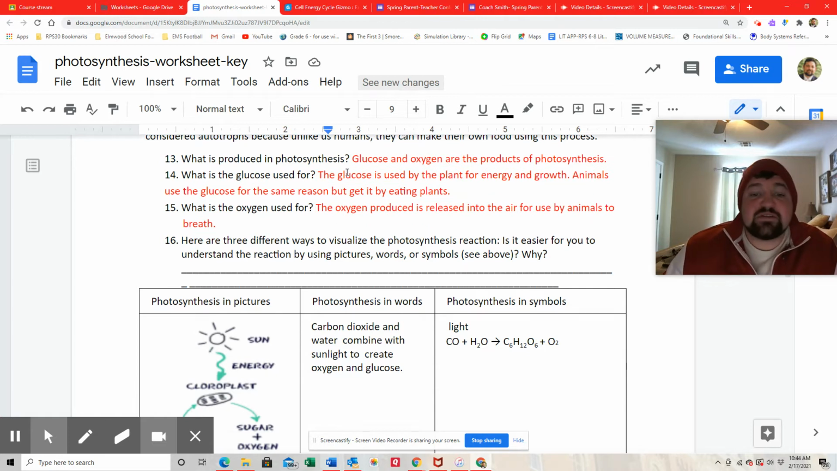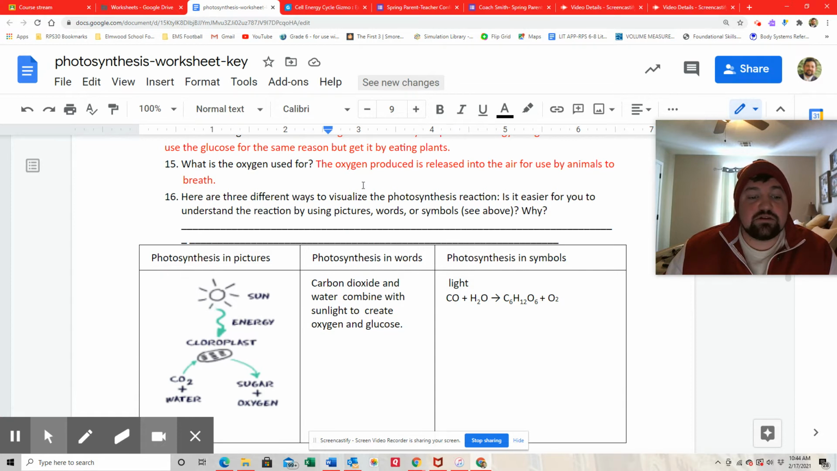What is produced in photosynthesis? Glucose and oxygen. What is glucose for? It's used by the plant for energy and growth. Animals use glucose for energy and growth by eating plants. What is the oxygen used for? The oxygen is released and animals use it to breathe.